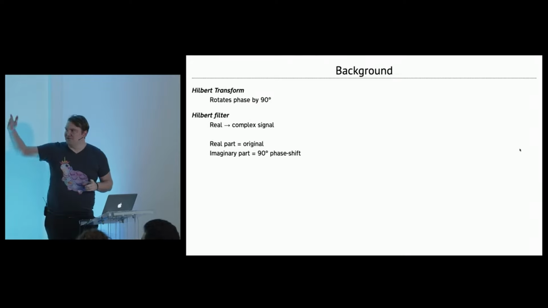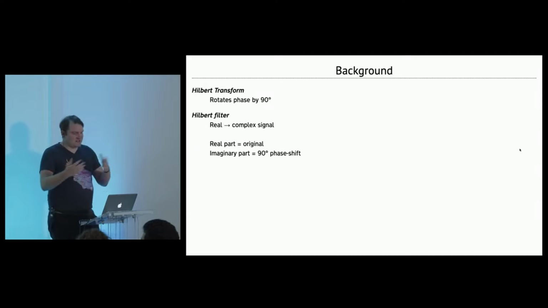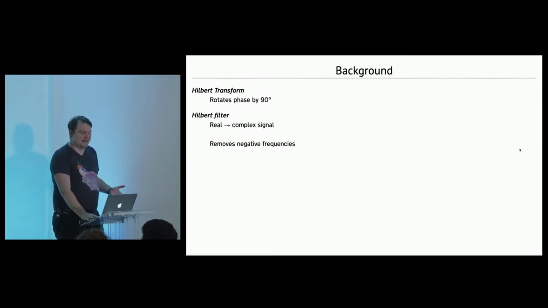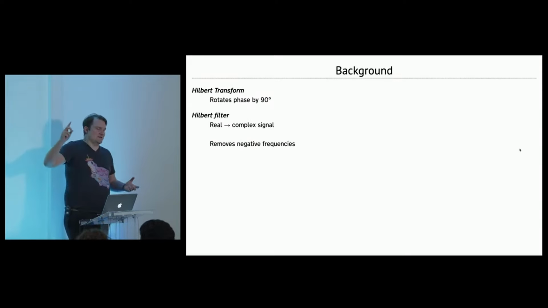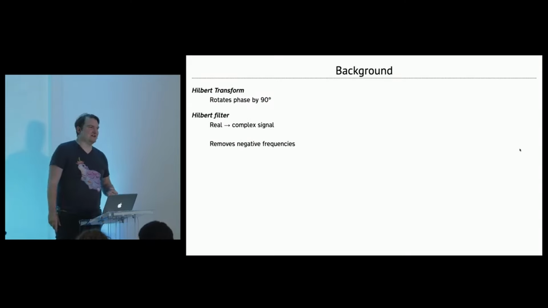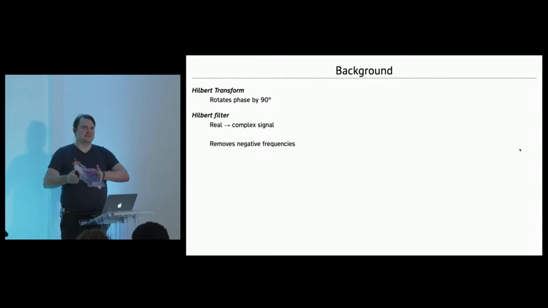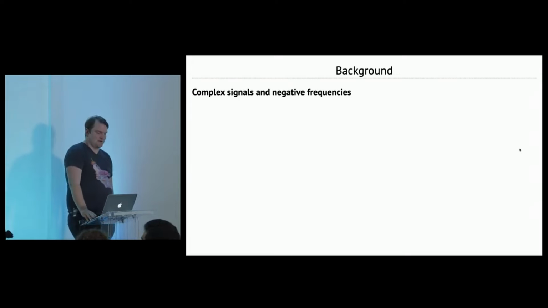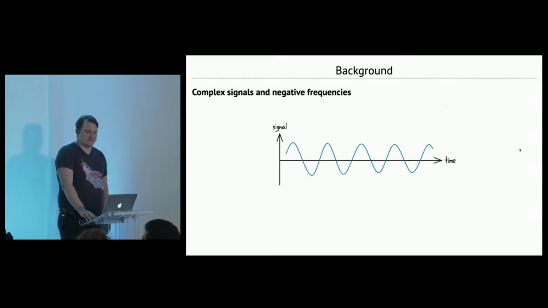So the idea is that you've got your real part being sort of the original, and then your 90-degree phase shift is the imaginary part, and together those produce a complex signal. But actually, that's a terrible way to think about it, and the Hilbert filter, I think, is better considered as a filter that removes negative frequencies and leaves positive ones. So a quick overview of complex signals and negative frequencies.